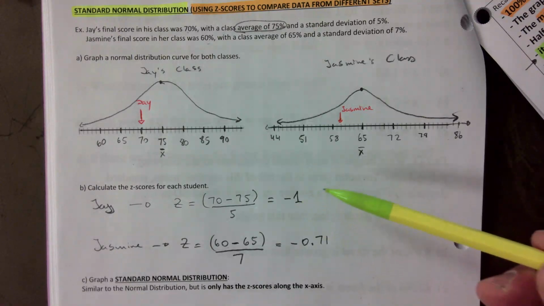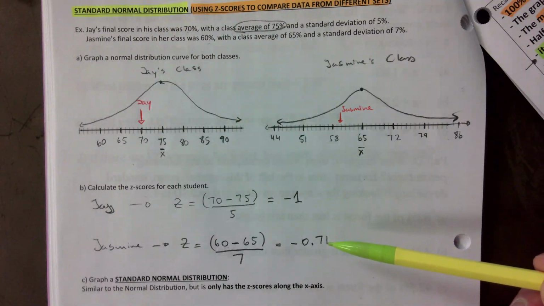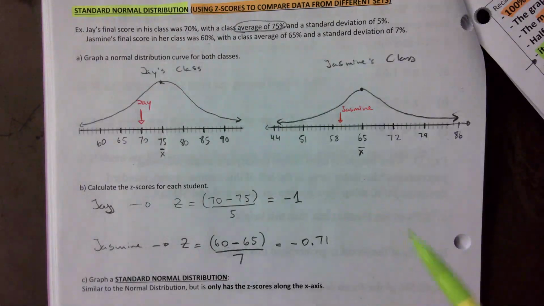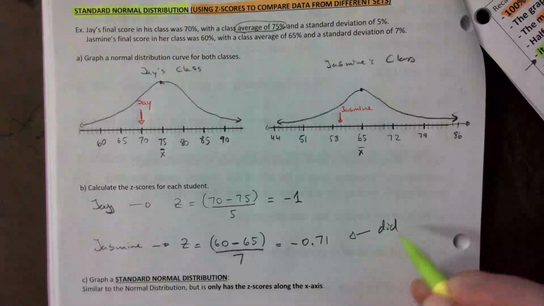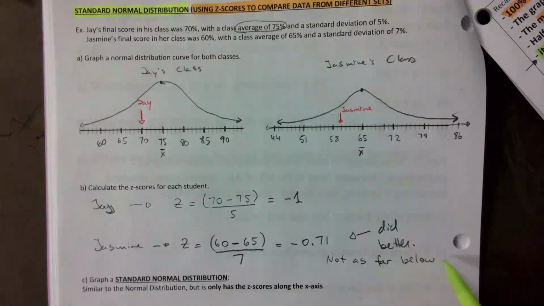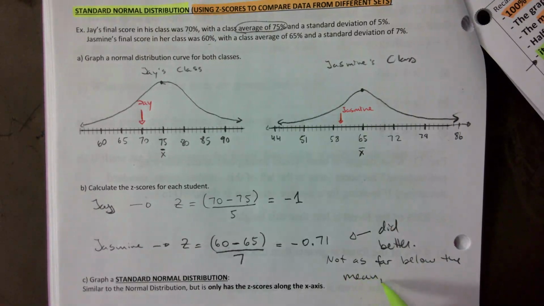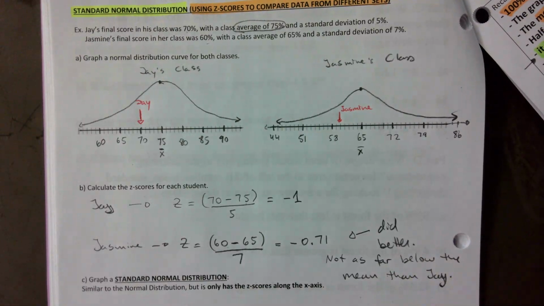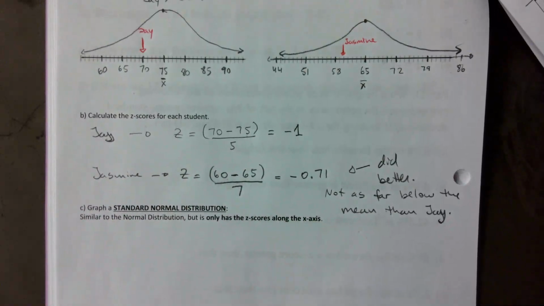Who do you think did better between the two? Jasmine. Why? Closer to the average, right? Or not as far below the average as J. Okay? So Jasmine did better. Not as far below the mean as J is.